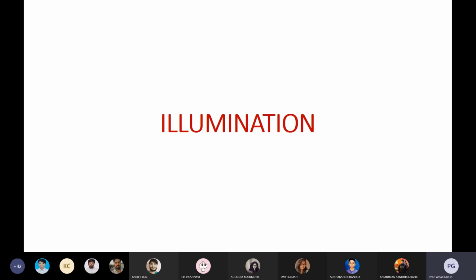Some of the segments are power electronics and machine drives. Some of the most important segments are power system engineering, then control system engineering, then measurement and instrumentation. That is another specialization.